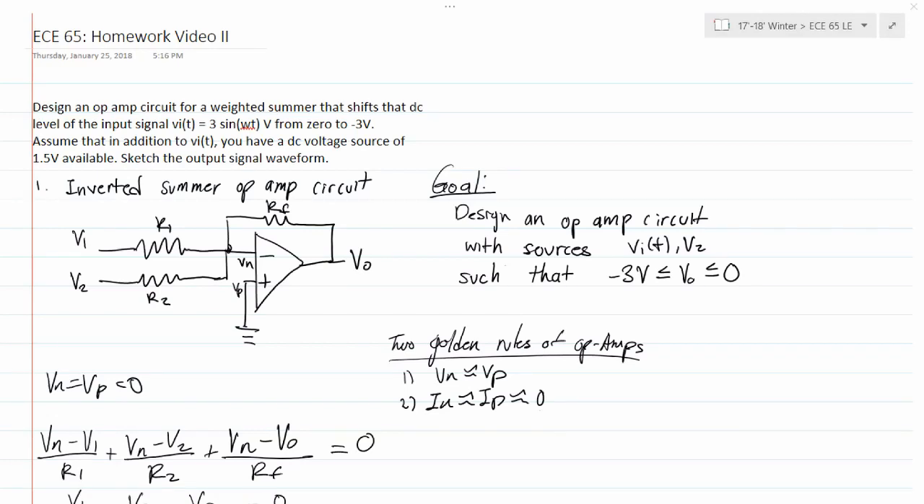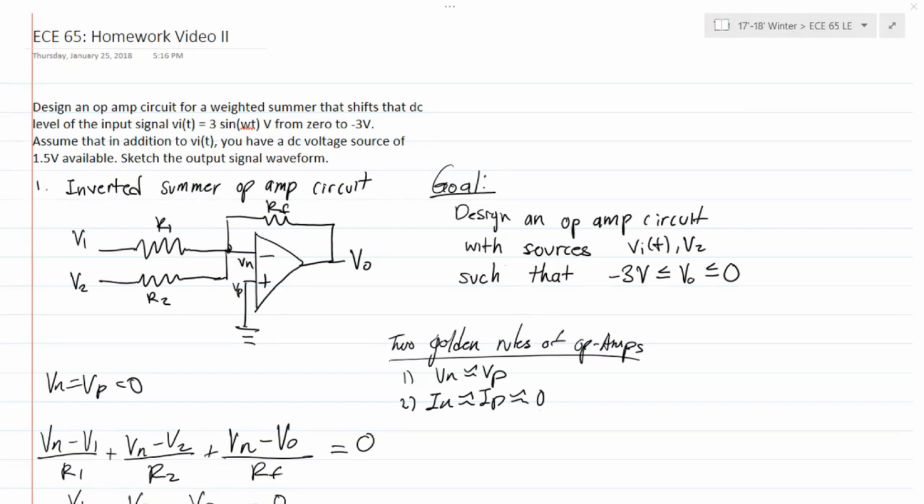We're going to do problem number 1, which is to design an op-amp circuit for a weighted summer that shifts the DC level of the input signal Vi of t equals 3 sine omega t from 0 to negative 3 volts. We're assuming that we have another DC voltage source of 1.5 volts available. Our goal is to design this op-amp circuit such that the output is between 0 and negative 3 volts, and also sketch the output signal waveform.